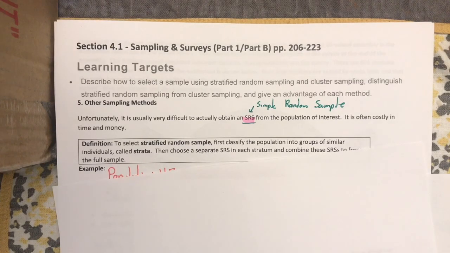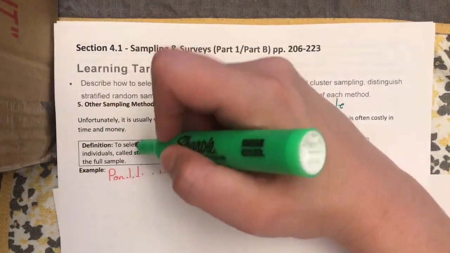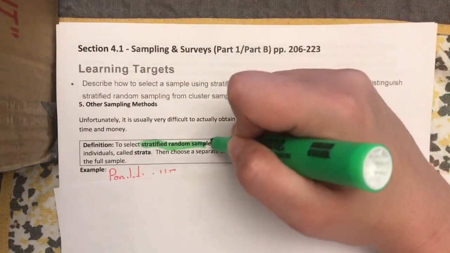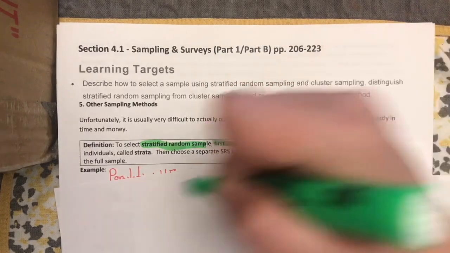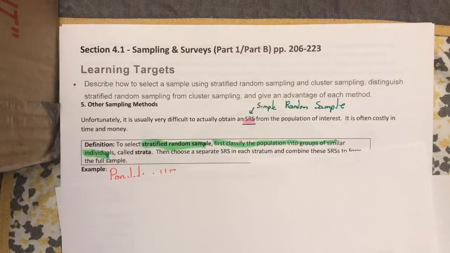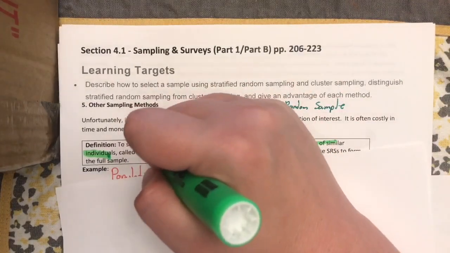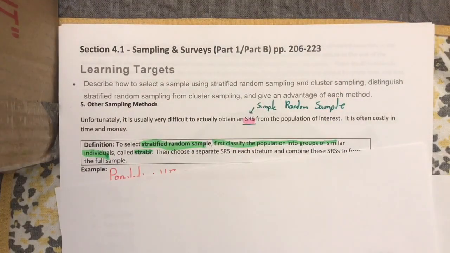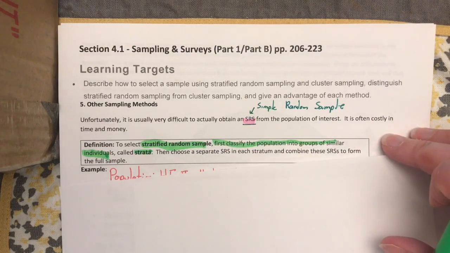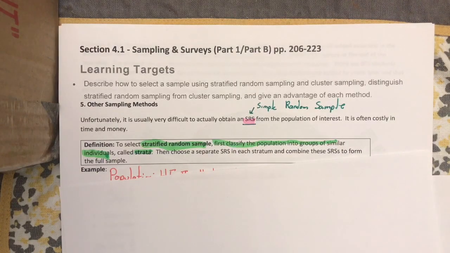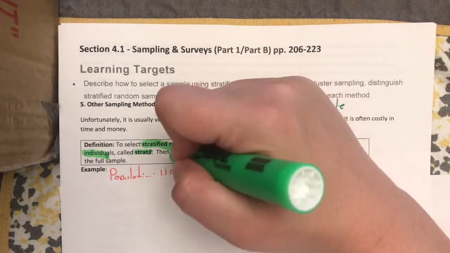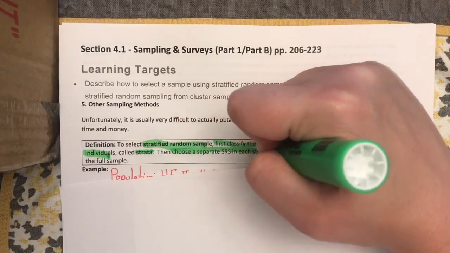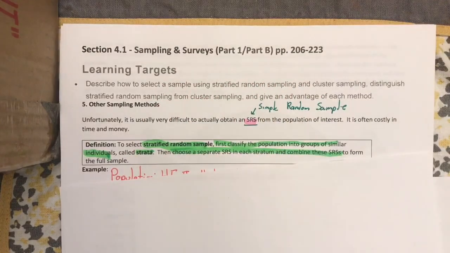So the first type of sampling method we're going to take a look at is called a stratified random sample. To select a stratified random sample, first classify the population into groups of similar individuals. We call them strata. Once we have them classified, we will then choose a separate simple random sample in each stratum and combine these simple random samples to form the full sample.